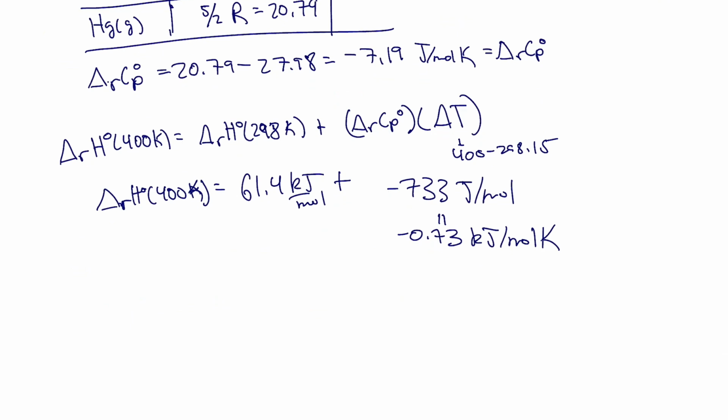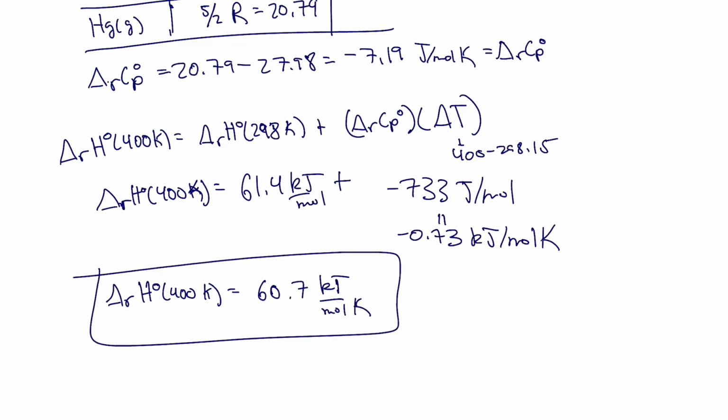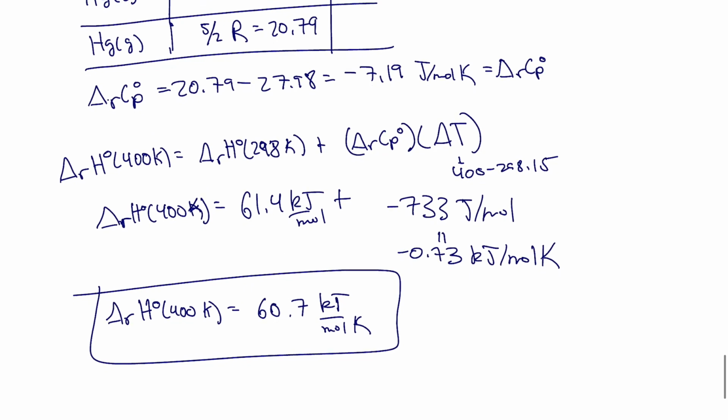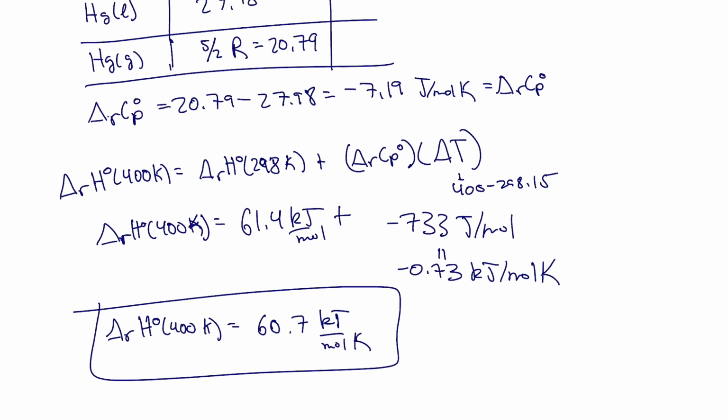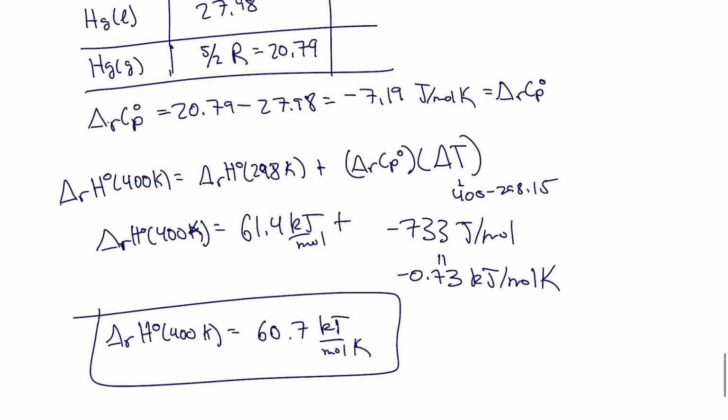And again, I've done all this work to arrive at delta RH naught at 400 Kelvin is equal to 60.7 kilojoules per mole. So again, a very small difference here, which is why we're normally okay assuming that this doesn't depend on temperature much. Again, there's exceptions, but it's normally a quite good assumption.